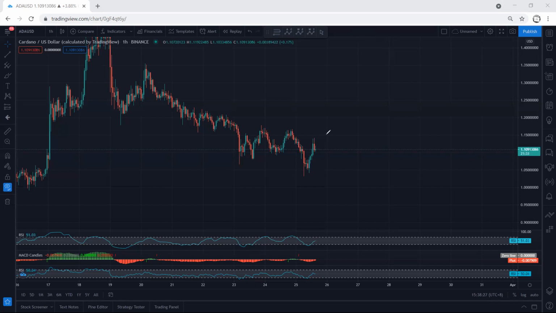But for me, I prefer to get the flag here. Then from there, if I get any buy setup, I will take it. But what I want is a sharp move. Anyway, we just follow the chart.